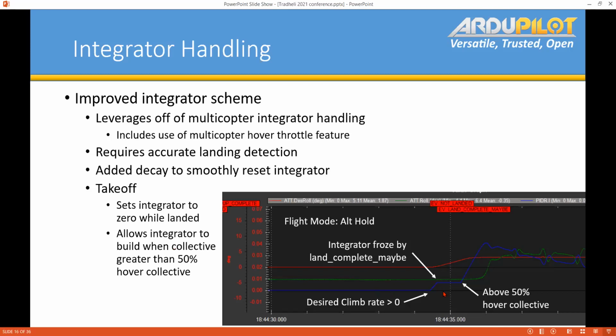Now over here, you can see that it got released a little early. This is in alt hold mode, and you have to remember that in alt hold mode, it says it's not landed as soon as you start requesting a climb rate. So that's what happened here: it started requesting and released it, but then it clamped it until it saw the hover collective was above 50% and then released it. You can see that gives a really nice climb, and the aircraft lifts off and matches the requested attitude very nicely.